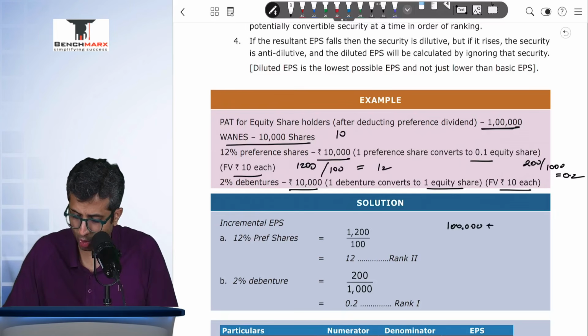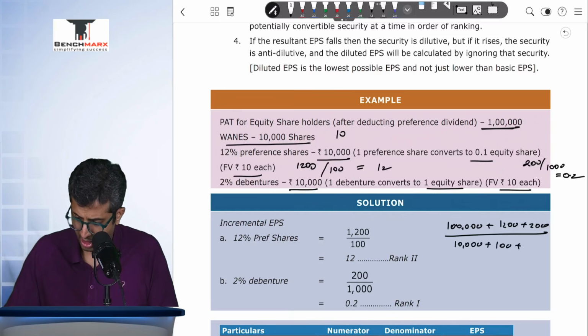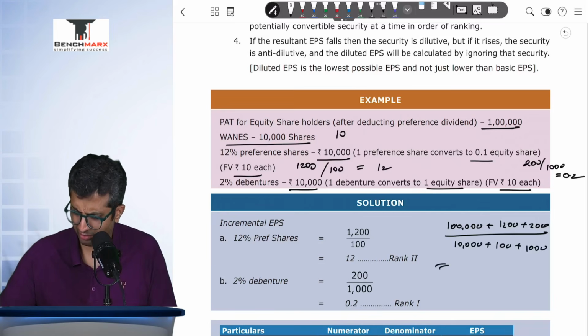So one can directly do 1 lakh plus the interest saved on debentures and the preference dividend saved, which will be 1200 plus 200, and in the denominator you will have 10,000 plus 100 plus 1000, which means 1,01,400 divided by 11,100 comes to 9.13.